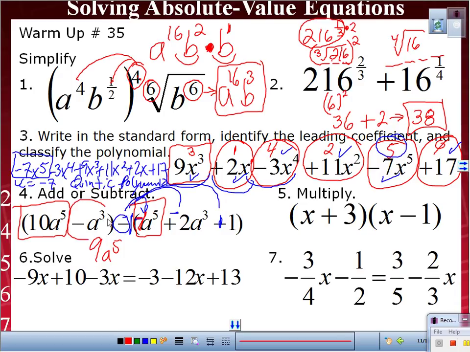Next, negative 1a cubed and negative 2a cubed, that is negative 3a cubed. And then at the end, we just bring down the plus 1. Hands up if you got that. Okay, that is correct. Let's go to number 5.